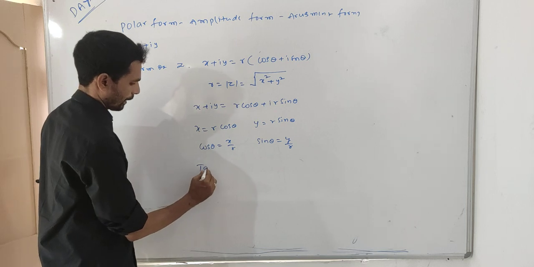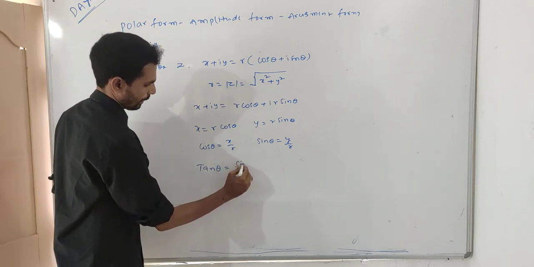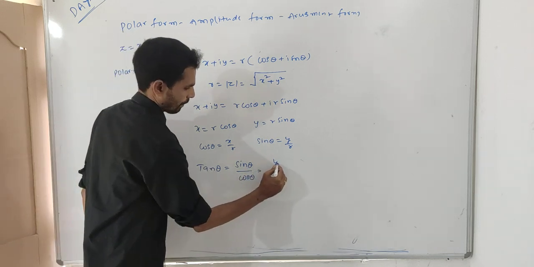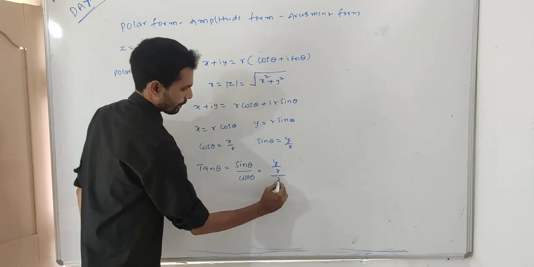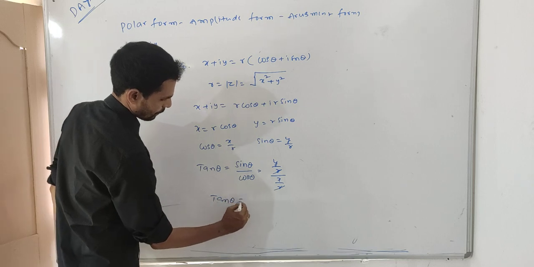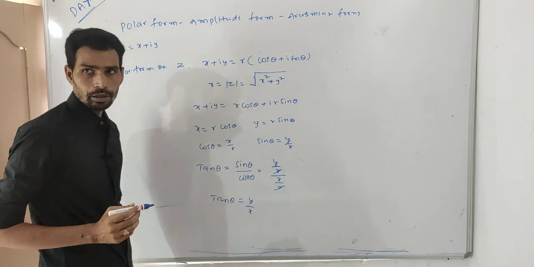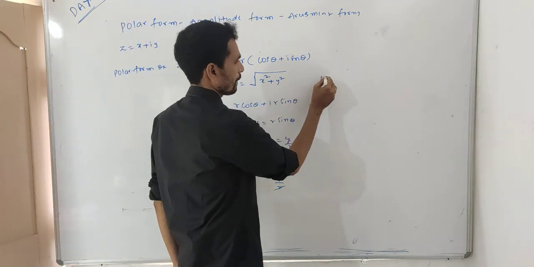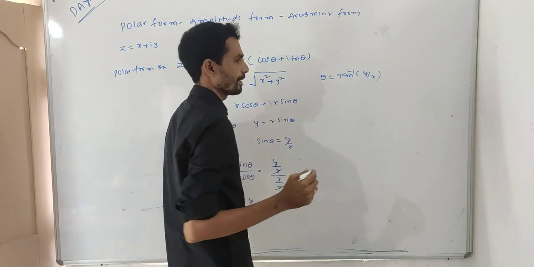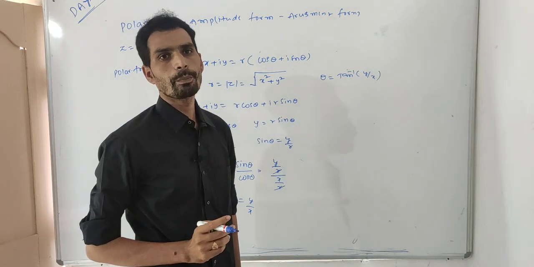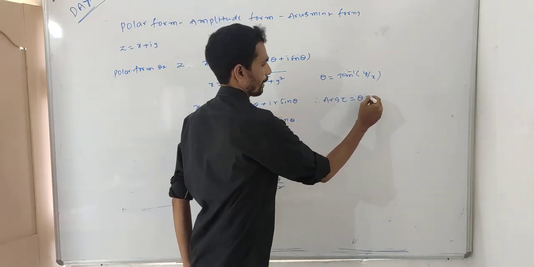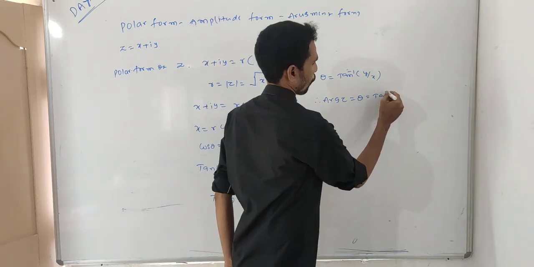What do we want? We want tan theta. Tan theta is equal to sin theta by cos theta. The sin theta value is y by r and the cos theta value is x by r. R gets cancelled. So tan theta is equal to y by x. Indirectly, the theta value is equal to tan inverse of y by x. Y means the imaginary part, x means the real part. This theta can be written as arg z. Arg z is also theta. Theta is equal to tan inverse of y by x.